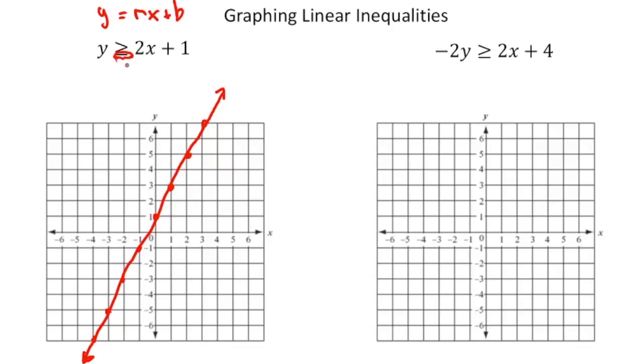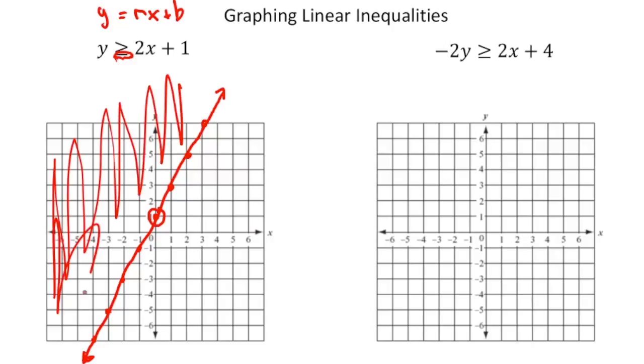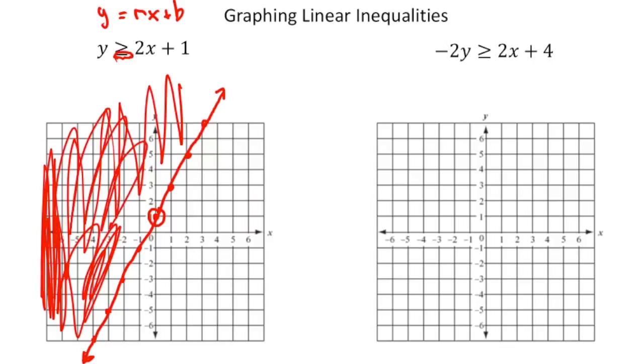So the way we're going to graph this is the y value, starting at the y-intercept, is going to be greater than that. So if I was right here at 1, all the y values going upward are going to be greater than 1, right? So we're going to shade this side of the line. And this whole section that we're shading, every single point in that is a solution to the inequality.